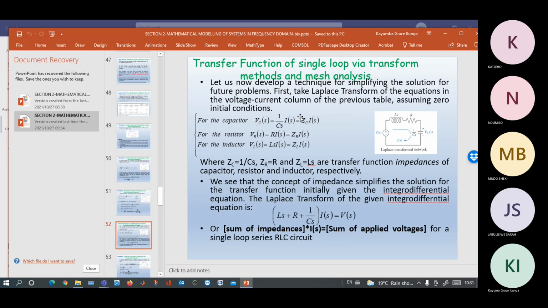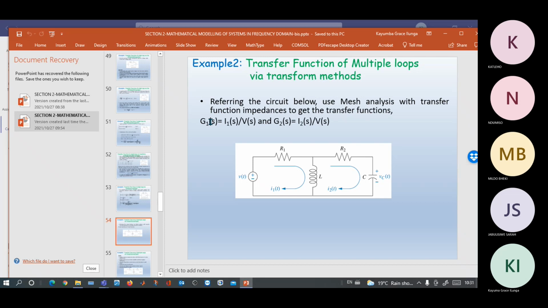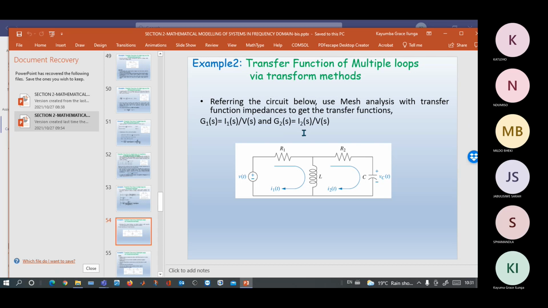They say, referring to the circuit below, use mesh analysis with transfer function impedance to get the transfer functions G1, I1 over V of S, and G2, I2, the current of the second loop, over V of S. But we are just going to solve for G2.